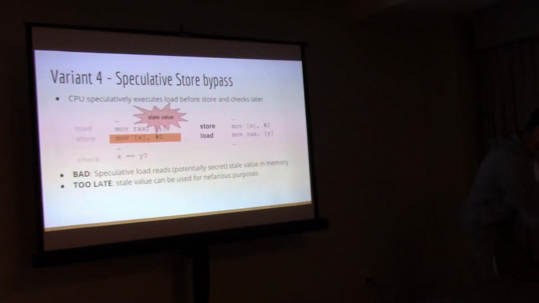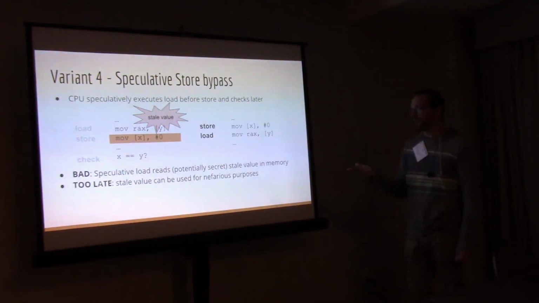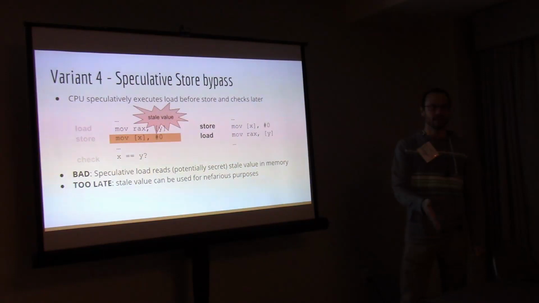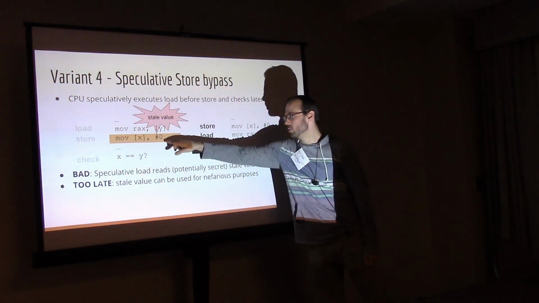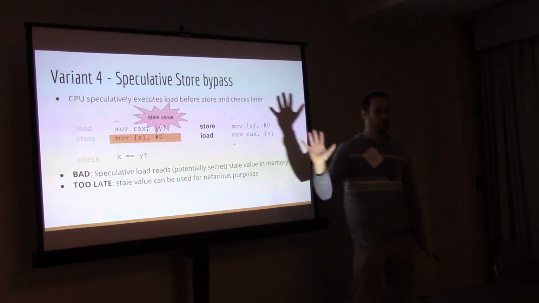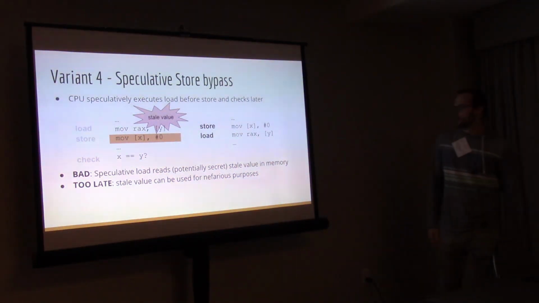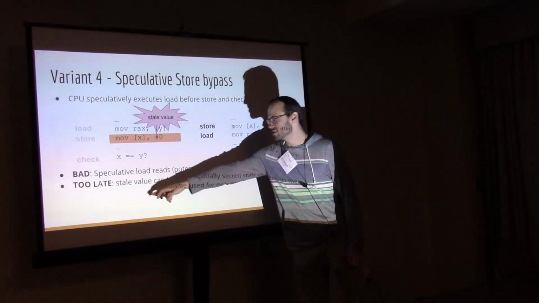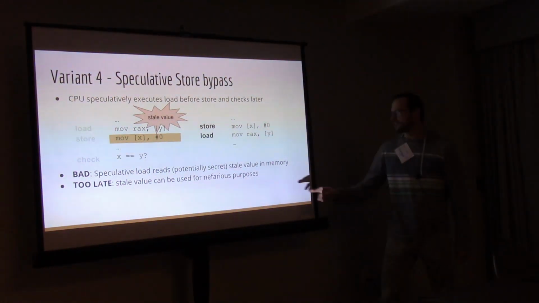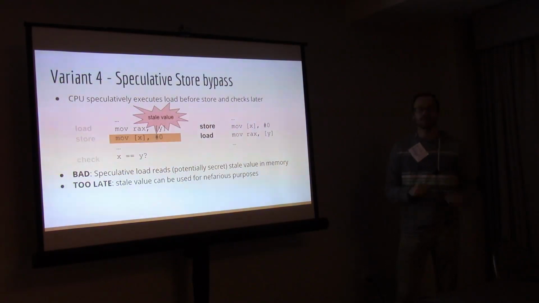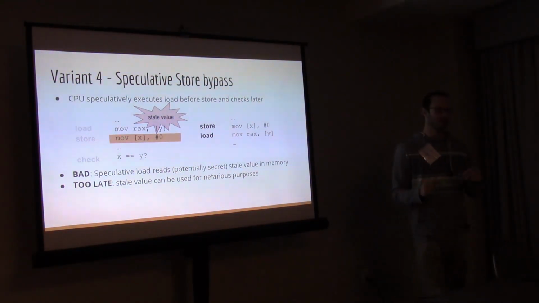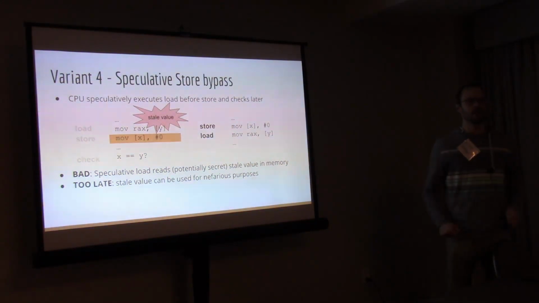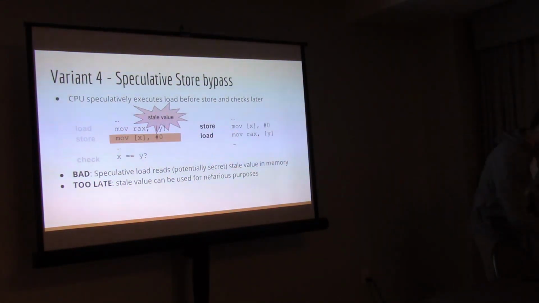So the problem is that if at runtime X does actually equal Y, the processor will execute the load first and load from memory a stale value. So later, when it's going to commit those instructions, it's going to check that there's an aliasing relationship, and if that was wrong, it's going to throw it away. But meanwhile, it got the stale value from memory. So this is bad, right? We read a potentially secret stale value from memory, and it's too late. The stale value could have been used for nefarious purposes. If we knew this was happening, we could have disclosed the stale value through the microarchitectural state.